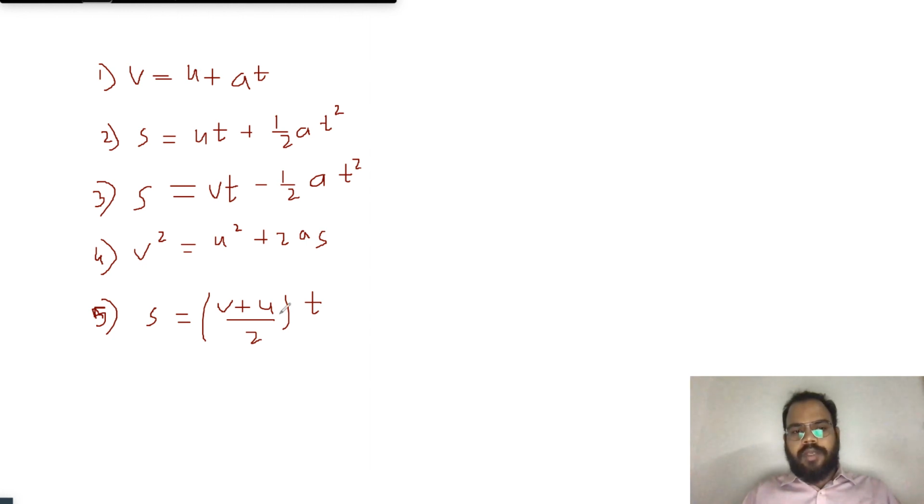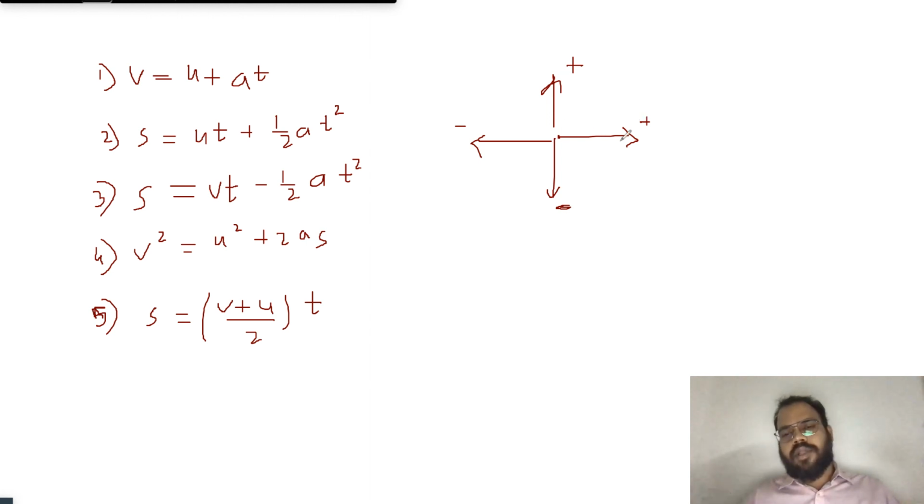So for these 5 equations, again there is a sign convention that you have to follow: you can take any one side as positive. If you take this side as positive, this side will be negative, and then upwards as positive and downwards as negative. You can take any one side as positive and any other side as negative. But if you are just starting to solve the sums, I'll suggest going with the x-axis and y-axis terms. So the right side is positive, upwards is positive, downwards is negative, left side is also negative.